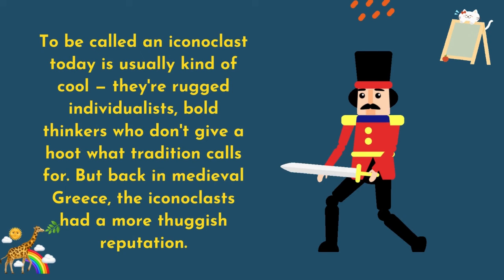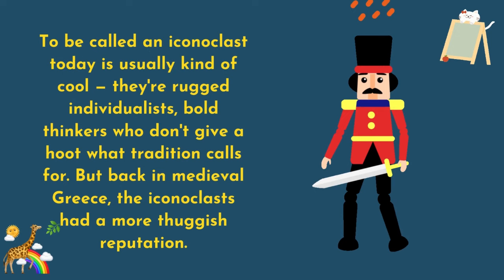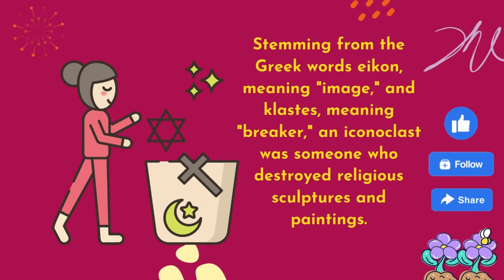To be called an iconoclast today is usually kind of cool. They are rugged individualists, bold thinkers, who don't give a hoot what tradition calls for. But back in medieval Greece, the iconoclasts had a more thuggish reputation. Stemming from the Greek words icon, meaning image, and clasts, meaning breaker, an iconoclast was someone who destroyed religious sculptures and paintings.